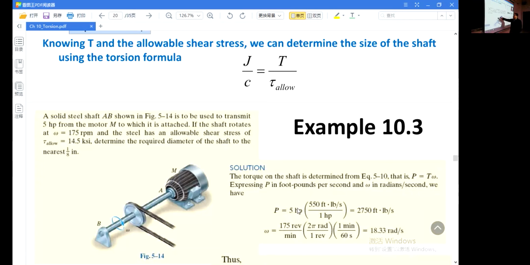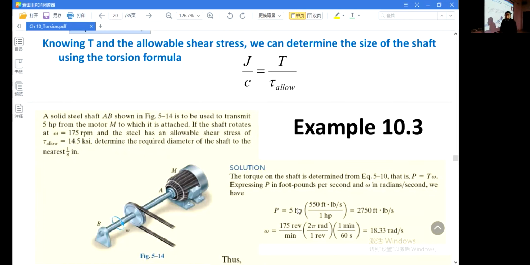We know the angular velocity omega. It means 175 revolutions per minute. Change the unit, it is 18.33 radians per second. It's easy.